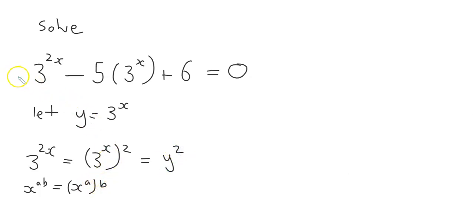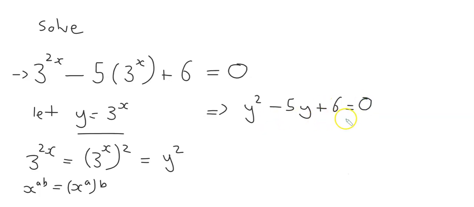In other words, this first term here is going to be y squared when we sub in y equals 3 to the x. So let's rewrite it here. 3 to the 2x is y squared, minus 5, and then times 3 to the x, which we said was y, plus 6 is equal to 0. So here's our quadratic now, and we would like to solve this for y.